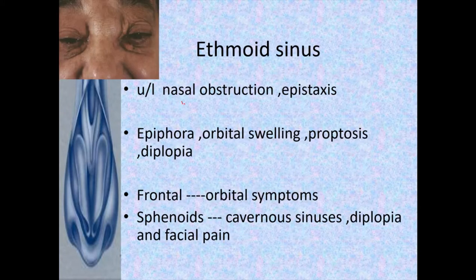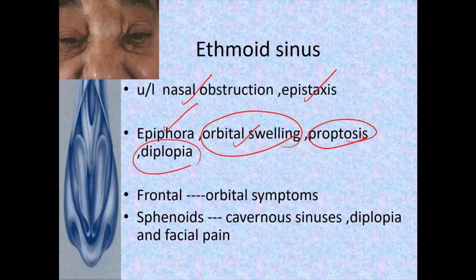Ethmoid sinus presents with unilateral nasal obstruction and epistaxis. Epiphora, and orbital swelling because it is in between the orbits, and proptosis and diplopia will be there. Frontal sinus, there can be orbital symptoms. Sphenoid, there will be cavernous sinus involvement, diplopia, and facial pain.